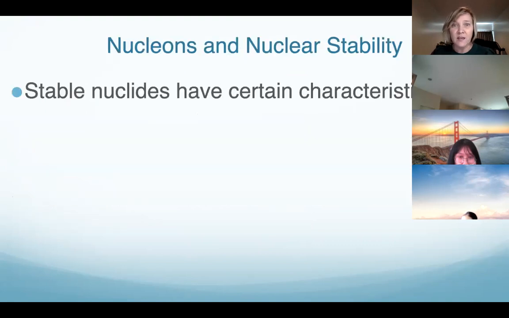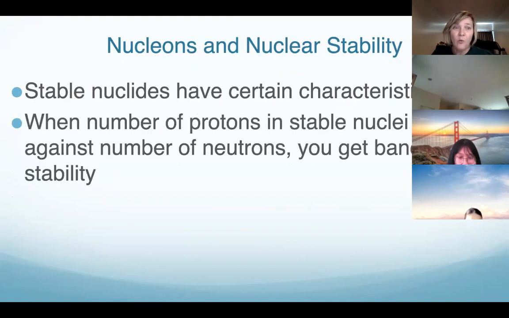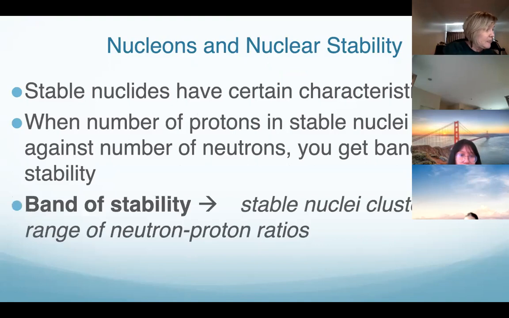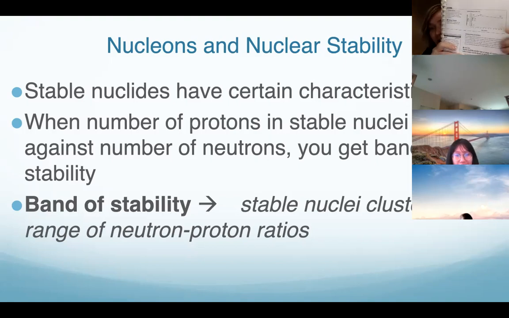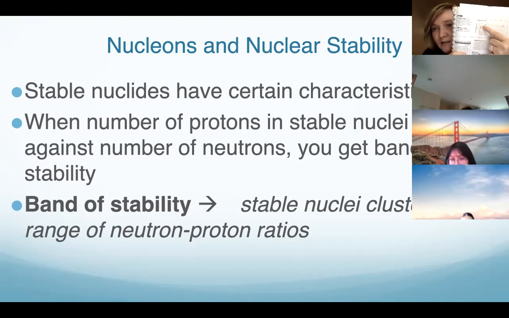Now, for the nuclides that are stable, they have certain characteristics. When the number of protons in stable nuclei are plotted against the number of neutrons, you get what's called the band of stability. And if any of you have the book, the graph that the guy talked about in the video is on page 642. That's the one where it's like the binding energy and the stable nucleus.